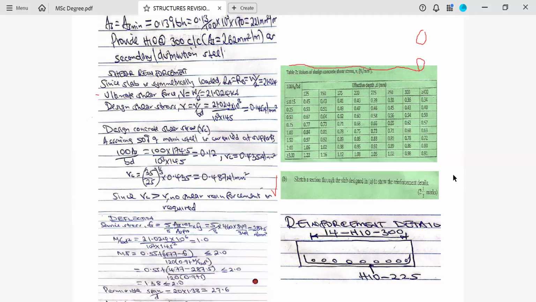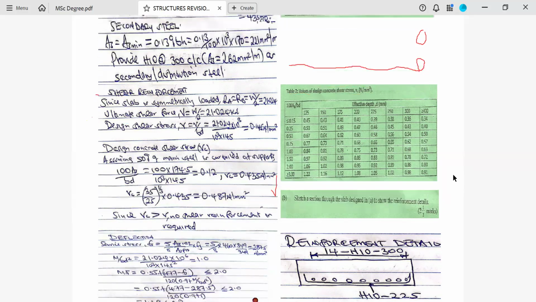Now we come to our table. It says value of design concrete shear stress. Column number 1, 100 As over bd. Column number 2, effective depth. Remember, effective depth is 145.